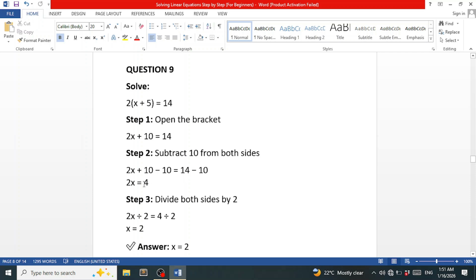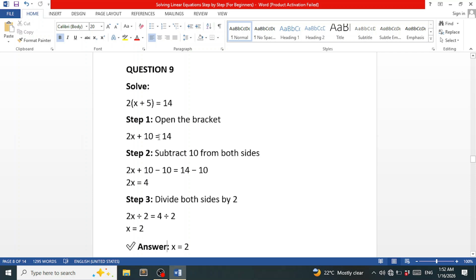What is the next step? Step 3: you're gonna divide both sides by 2. That is 2x divided by 2 equals 4 divided by 2. So 2 is gonna be divided by these 2, we're gonna have 1, then x times 1, we're gonna have x on the left, then 4 divided by 2, we're gonna have 2. I hope you're getting it. So the value of x is gonna be 2 from this one.